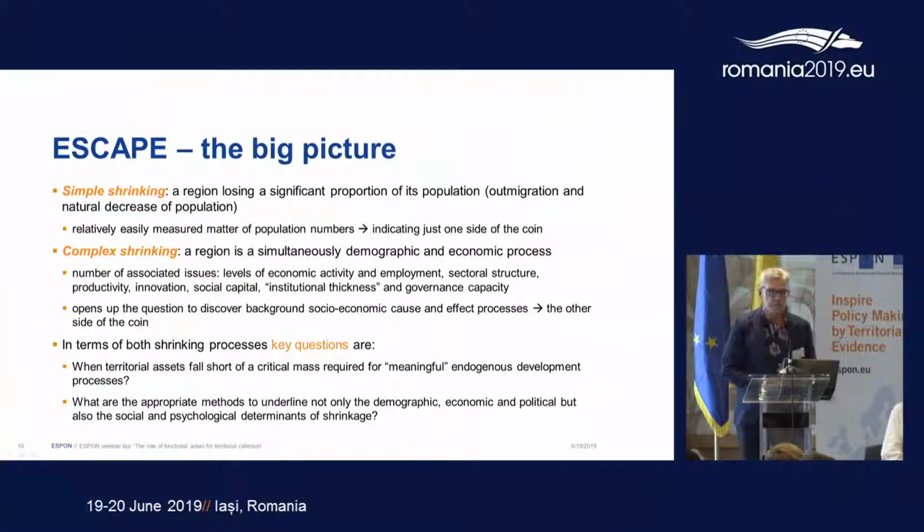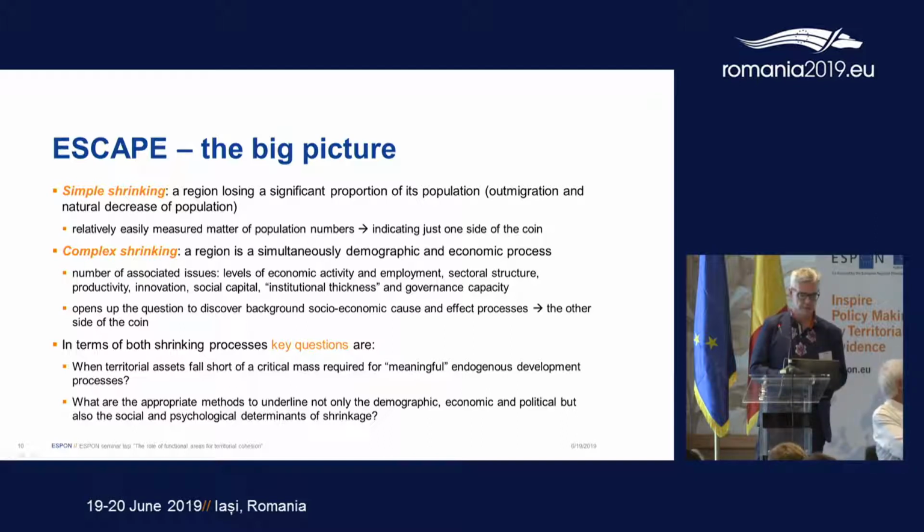So a couple of words about ESCAPE and the big picture. We have divided the approach into simple shrinking and complex shrinking. Simple shrinking is normally a region losing a significant proportion of its population because of outmigration and the natural decrease of population. Naturally, it can relatively easily be measured in terms of population numbers, indicating actually only one side of the coin in the shrinking process.